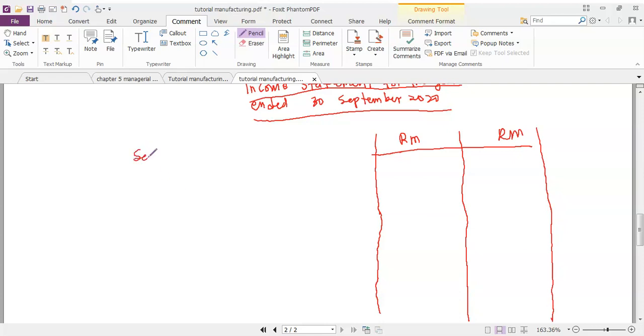Okay, the first item that you should put in the income statement is sales. Sales is very important. You are following the same format that we studied before. Last semester, we already studied the income statement, so you just follow the same format for the income statement. So how much is our sales?